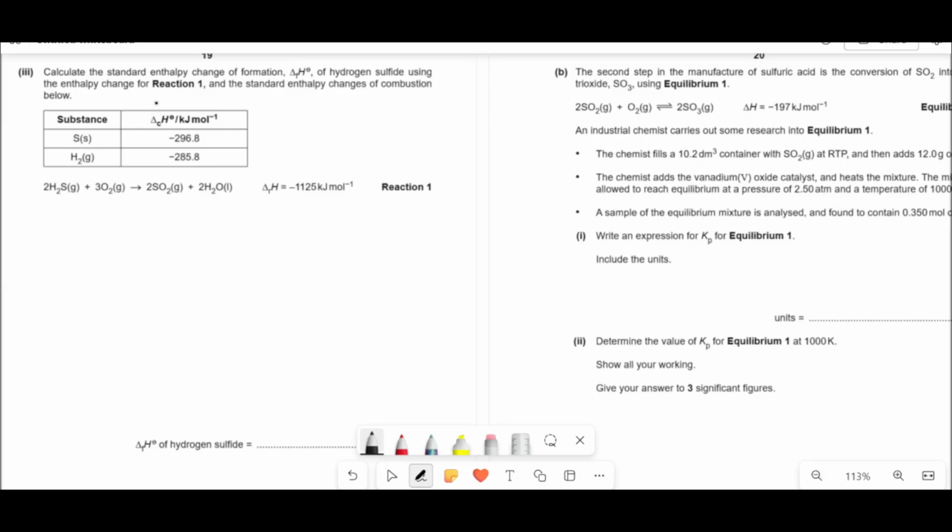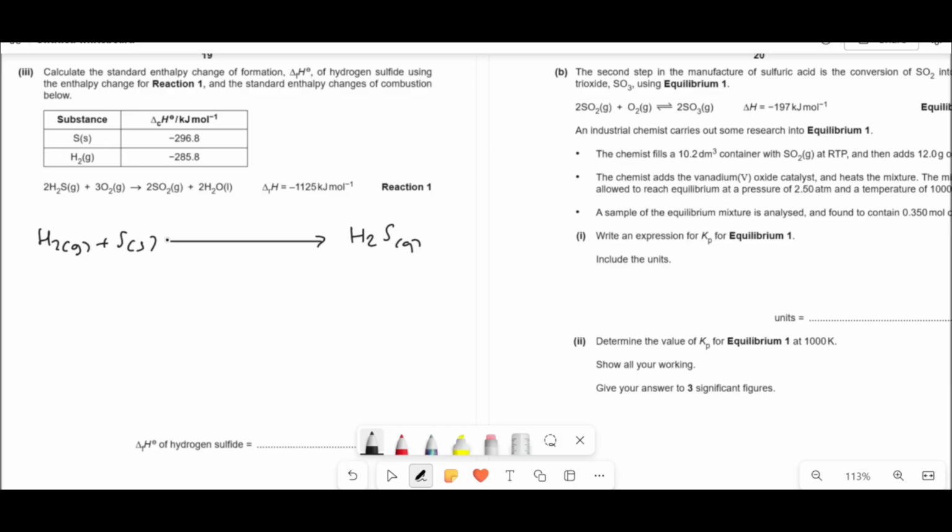When you're doing this, you need to identify what the overall enthalpy change is that they want. So they want you to find the enthalpy change of formation of hydrogen sulfide using the enthalpy change for reaction 1. Whenever you do this, always write out what the actual reaction is that they want you to find. The definition of enthalpy change of formation says it's where you make 1 mole of a substance from its constituent elements in their standard states under standard conditions. So you're going to make 1 mole of H2S gas from its elements in their standard states, which is H2 gas plus S solid.